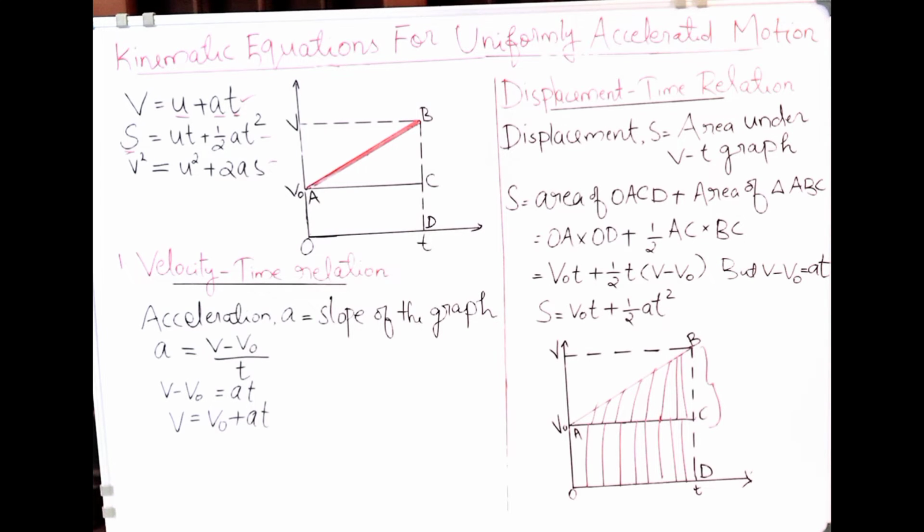But we have already studied that V minus V0 is equal to A into T. From the first equation we are getting such a relation, right? Can we substitute it for V minus V0? So what will we get? S will be equal to V0 T plus half T into AT. Here V minus V0 is AT. So what can we write? That is S is equal to V0 T plus half AT square. So that is the second relation, that is the displacement time relation. Don't be confused with this V0, because this V0 is same as the initial velocity U. So that we are getting the second equation.